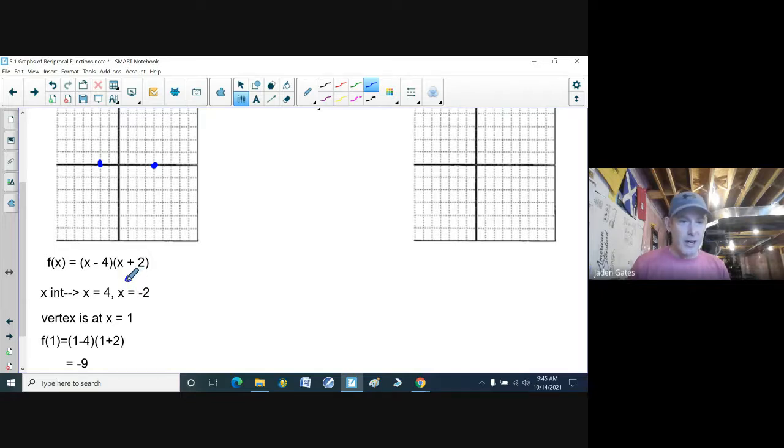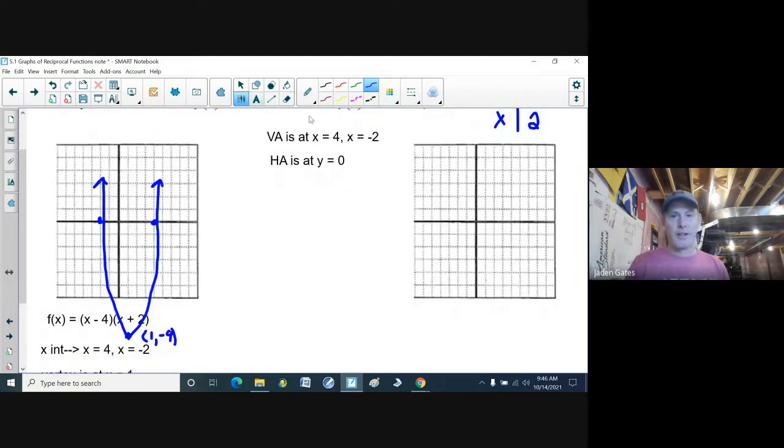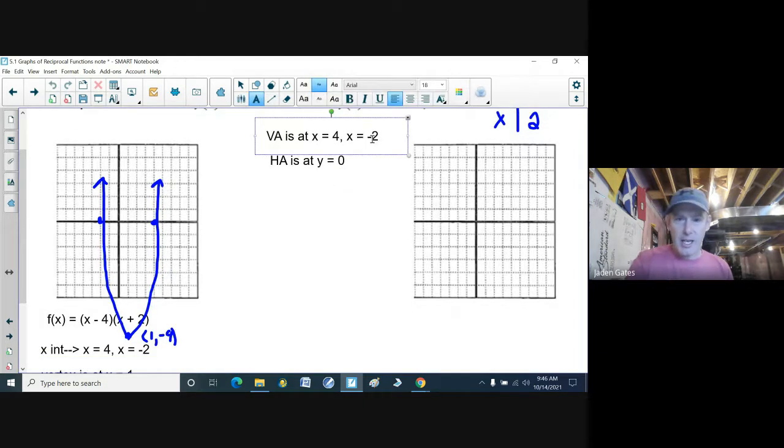1, -9, down here. All right, there's a sketch of my function. Again, that point is 1, -9. That's my vertex. So again, that means my x-intercept is at... oh no, that's still right. Okay, that's good. Now going through my other parts. Again, I got my sheet out, found my x-intercepts, found my VAs because of that. It's a quadratic function, so again, my horizontal asymptote is y equals 0.